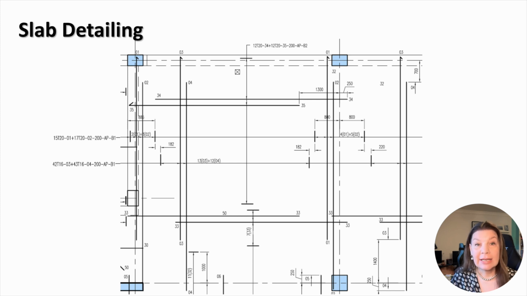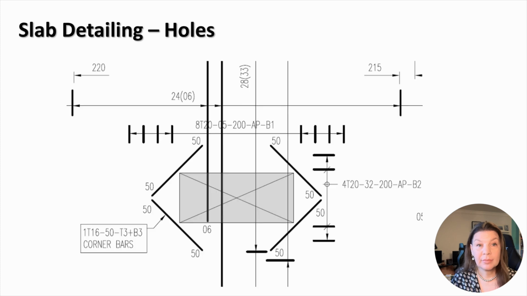Here you can see detailing of reinforcement in the slab. The drawing shows marks, numbers, locations, and spacing for each bar shape. The drawings should detail reinforcement around special geometrical features of the structure. For example, here you can see the arrangement of reinforcement around a hole in the slab.